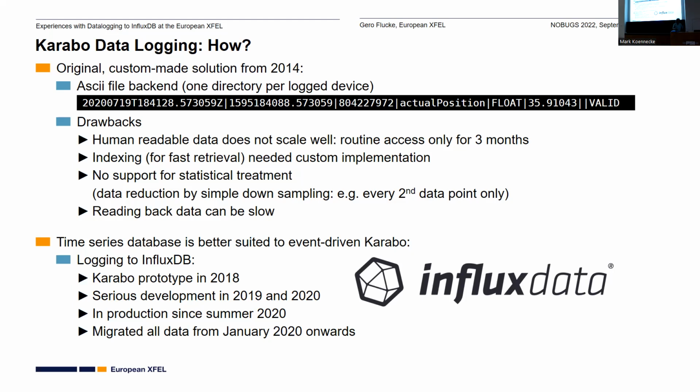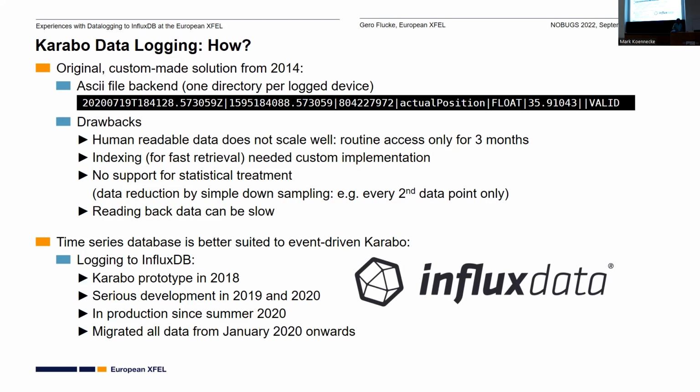we had no support for statistical treatment. If you receive data of a week, probably the number of points is too many, so you want to have some averaging. That was done very simply, with just downsampling, throwing away every second, or even 5 or 6 points, depending on how many points you have there. And then, of course, it can be very slow.